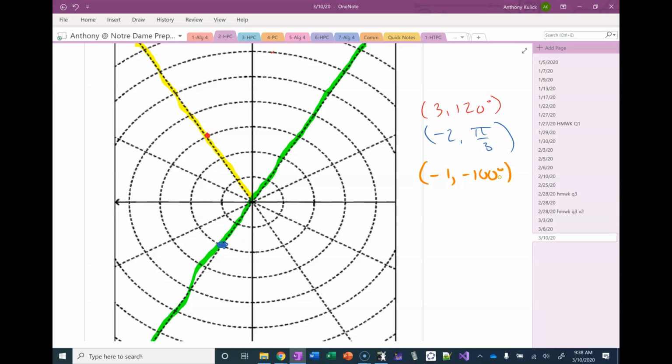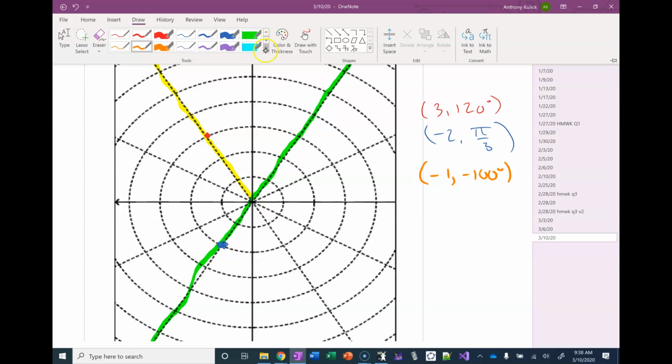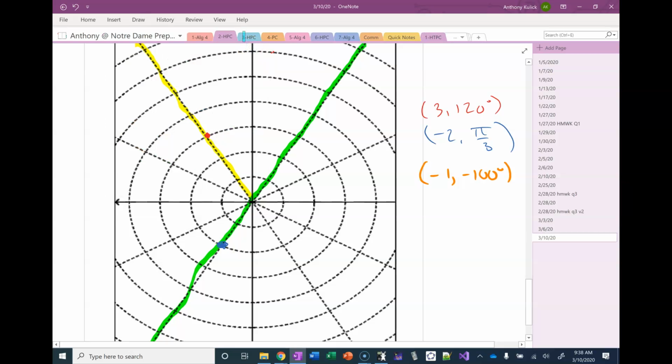Okay. The next one, negative 1, negative 100. The first thing we do is figure out the line that the negative 100 degrees lies on. Because it's negative, which way am I rotating along my axis? Clockwise. So we'd be at like negative 30, negative 60, negative 90. And then 10 degrees more is going to be something that comes in like that. Pardon my not straight line.